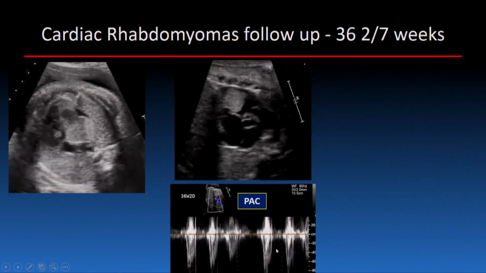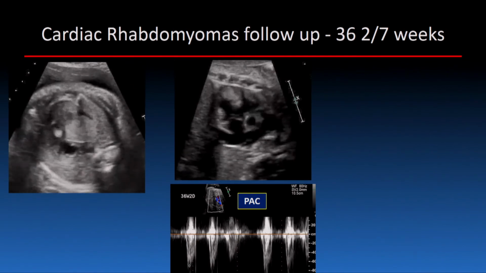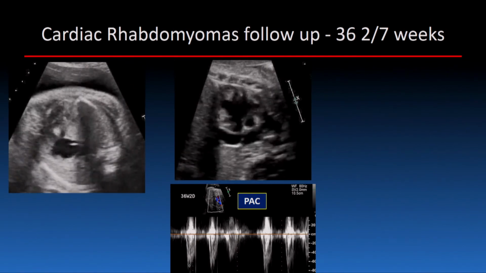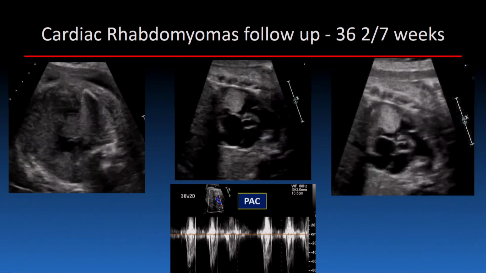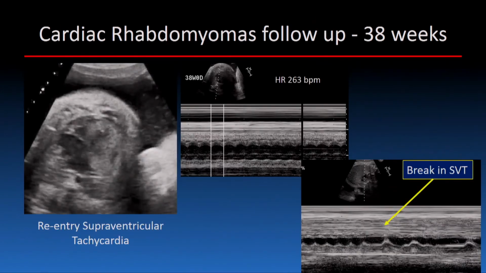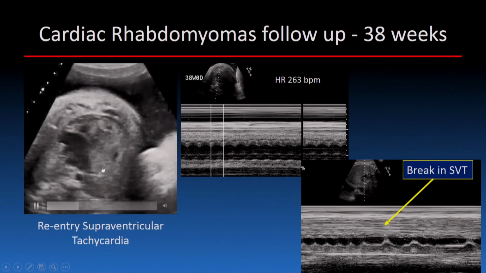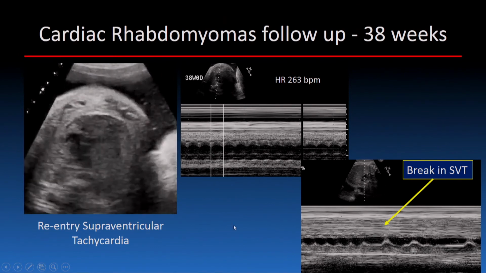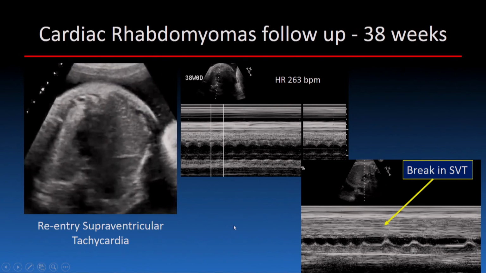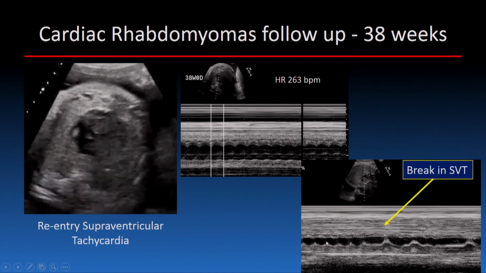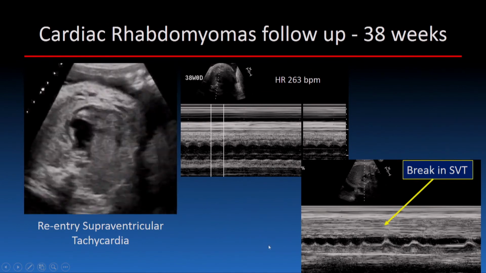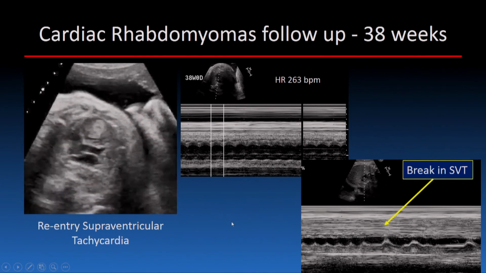We saw the patient back 2 weeks later. And again, we saw continued PACs on this fetus, but halfway through the study, this occurred. And presumably this was related to a reentry pathway in that AV groove cardiac rhabdomyoma that set this patient up for supraventricular tachycardia, as seen by M-mode confirmation. And this patient was going in and out of it throughout the entire study at 38 weeks with a break in SVT, as documented here in this M-mode tracing.